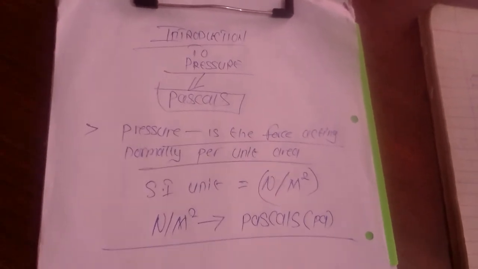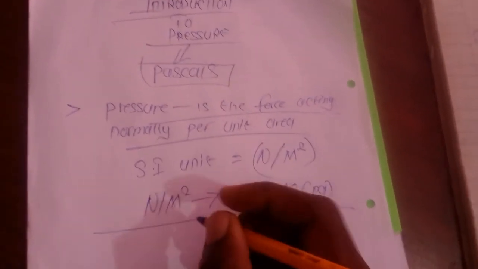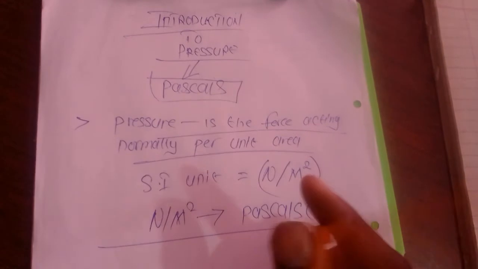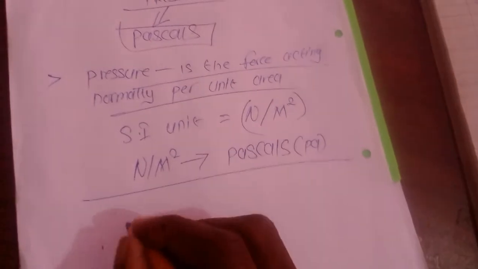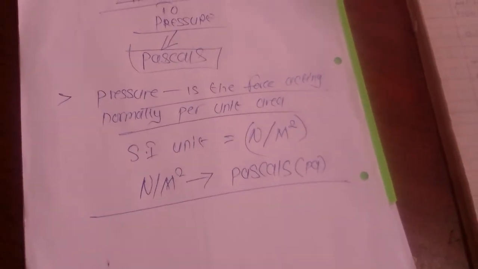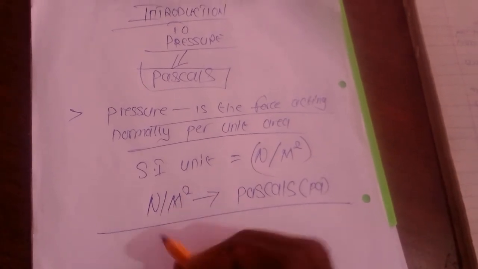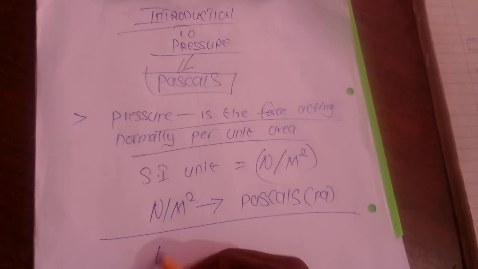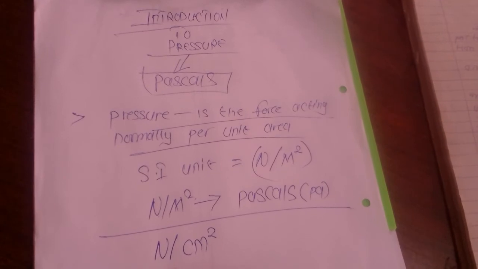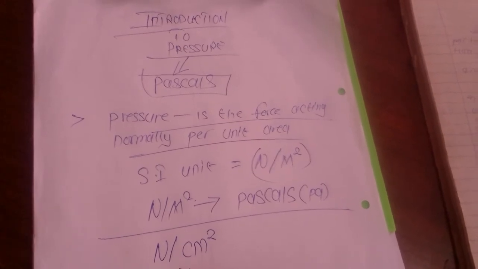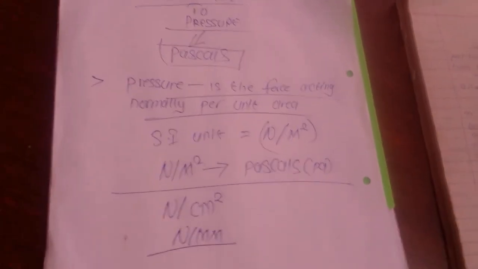And then there are other units like Newton per square centimeter, or when you talk about millibars, or the Newton per millimeter. All those things will be talked about, but in this case we'll only focus on three: Newton per meter squared, or per square meter, Newton per square centimeter, and Newton per millimeter. These are the things that we'll focus on for now.